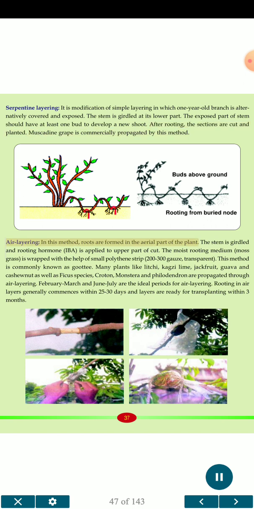Air layering. In this method, roots are formed in the aerial part of the plant. The stem is girdled and rooting hormone IBA is applied to the upper part of the cut. The moist rooting medium, moss grass, is wrapped with the help of a small polythene strip, 200 to 300 gauge, transparent. This method is commonly known as gootee.